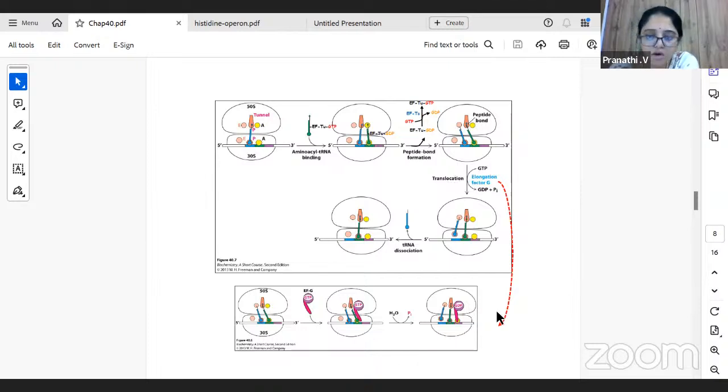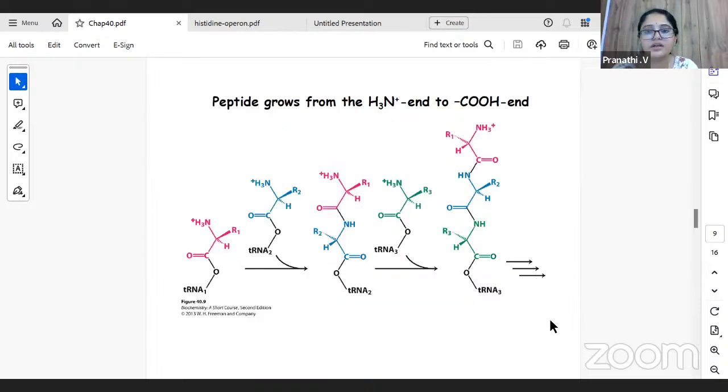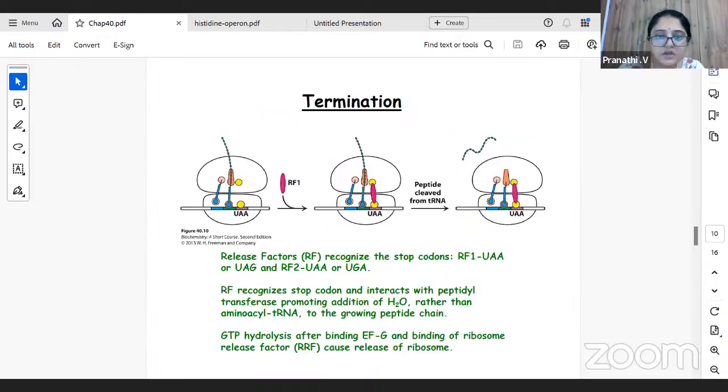This causes the peptide bond to be formed. At the same time, there is translocation of the ribosome along the mRNA. So this causes the peptide chain to elongate. And how is it going to be terminated?